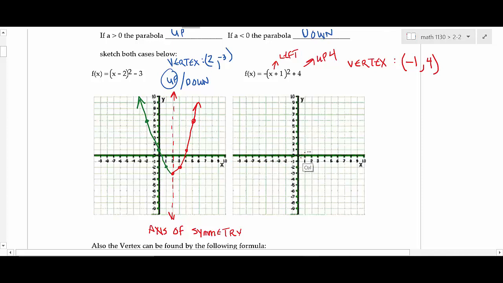So what you'd want to do on this one is just go ahead and plot your vertex. So you would go left 1, up 4 would be your vertex. I'll go ahead and just throw in the axis of symmetry, okay, like that. And then the negative, what's the negative going to do this time? It's going to make it go upside down. It's going to reflect, like we learned how to do.